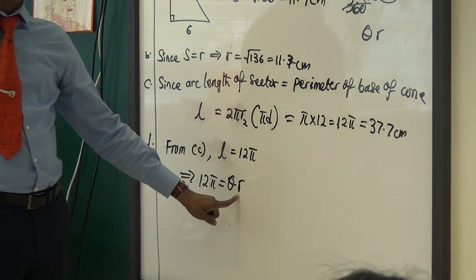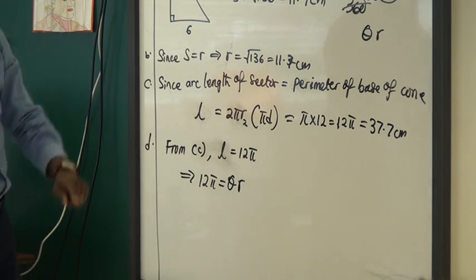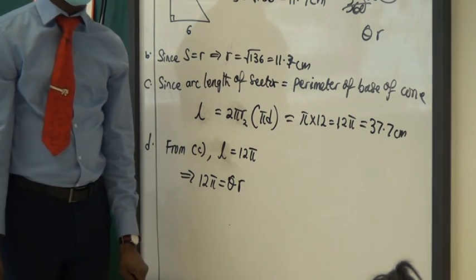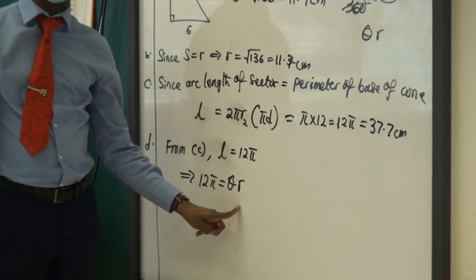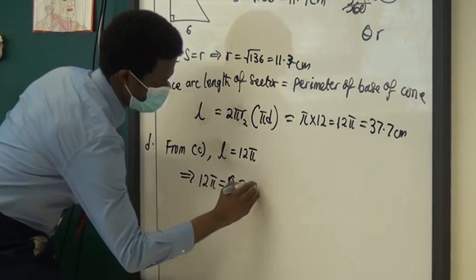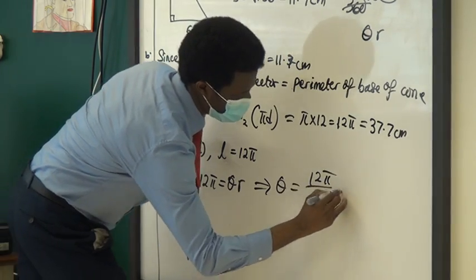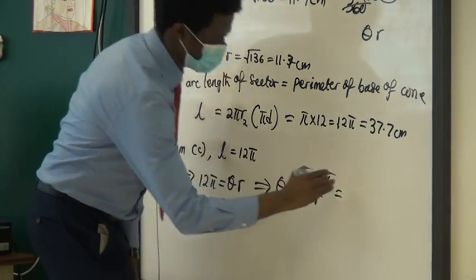Radius of what? Sector, which is r, and is already here. Okay? So when you are doing this, even though we want to substitute the value of r, before then, that's right, theta equals 12 pi divided by r. Now it's time to substitute.